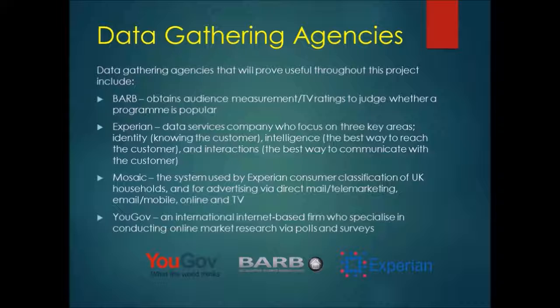There's Experian, these are a data services company, and they focus on 3 key areas: identity, so actually knowing the customer and their needs; intelligence, the best ways to actually reach the customer; and interaction, so the best way to communicate with the customer, say social media, TV advertising, etc. Mosaic, this is the system actually used by Experian to classify UK households and their inhabitants, and for advertising via direct mail, telemarketing, email, mobile, online and TV.